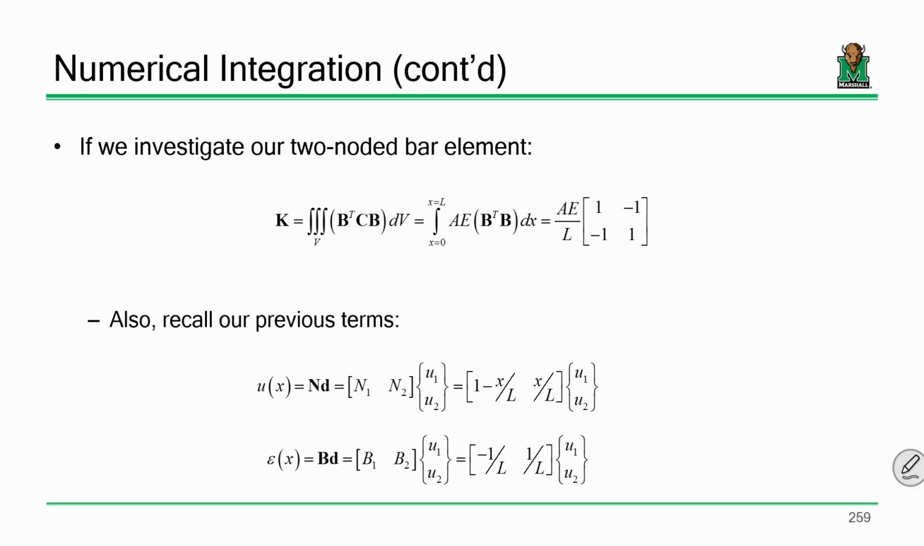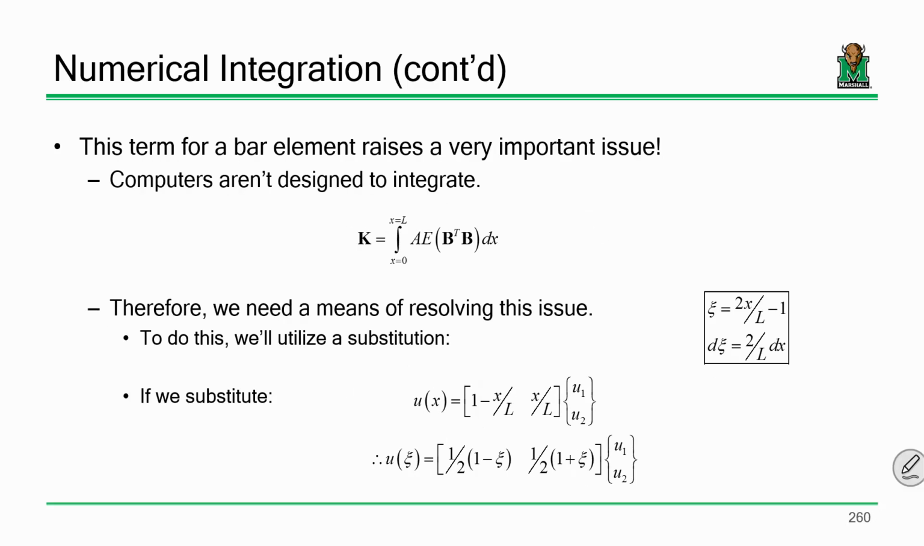But let me go into this. Actually, this is fine. Okay? If I look at this right here, I want to pay attention to this. This u of x is 1 minus x over L and x over L, and then u1, u2. These are shape functions, right? Now, one of the things about these shape functions is that they are a function of x, right? And our limits are from x equals 0 to x equals L, okay?